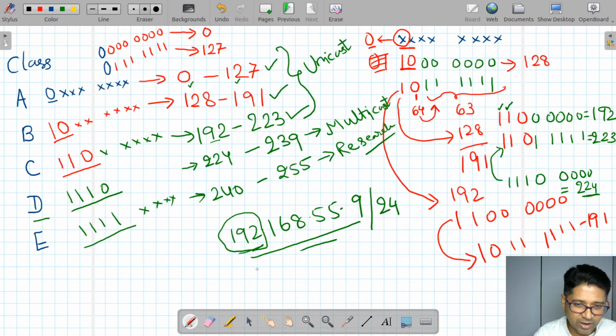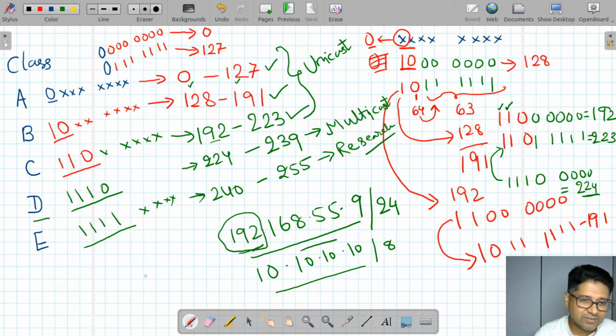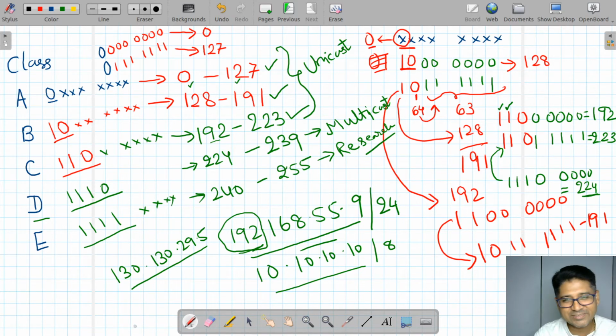Next question, I'm going to ask Manmohan. 10.10.10.10. Which class does it belong to? Class A. Excellent. Okay, I'm going to ask Mohini. Mohini, tell me, 130.29.5. Which class? Class B. Excellent.